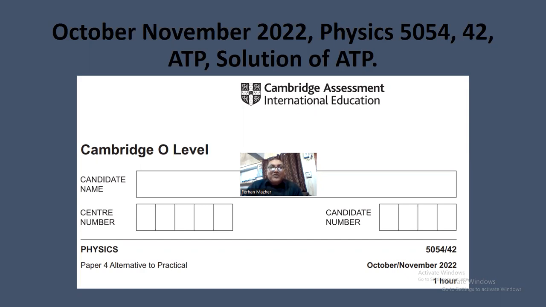Physics 5054. Today we have set our hearts to solve paper 4. We call it ATP, and this is called Alternative to Practical. Today we have selected the October-November 2022 4-2 paper. This ATP paper belongs to Zone 2 or Variant 2. The time allowed for this paper is 1 hour. So let's start today's paper.